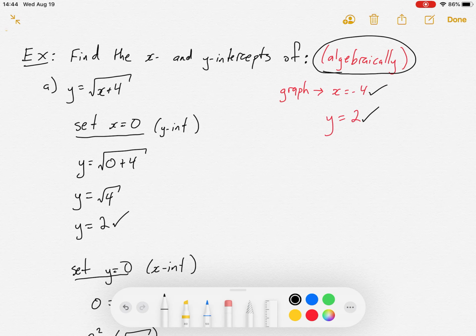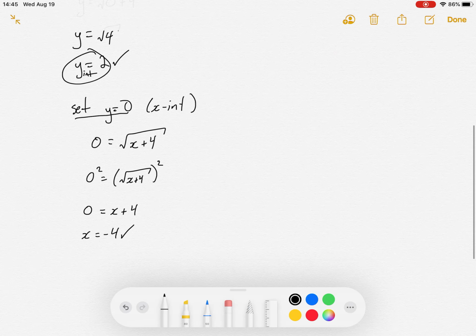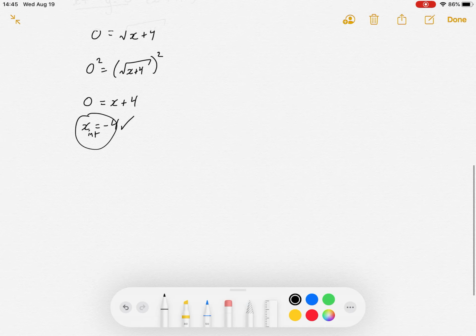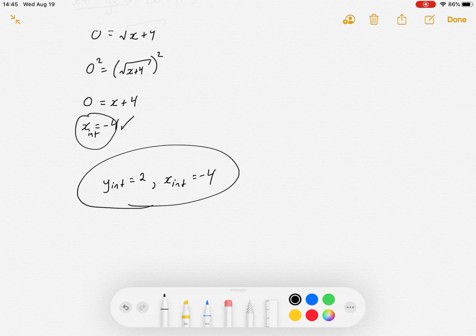If I was doing this problem, I would circle my answers. Sometimes I'll put a little "int" on there, like x int and y int. So what I might say is the y-intercept is 2 and the x-intercept is -4. This is a good habit to be in. And so now we have our final answer.